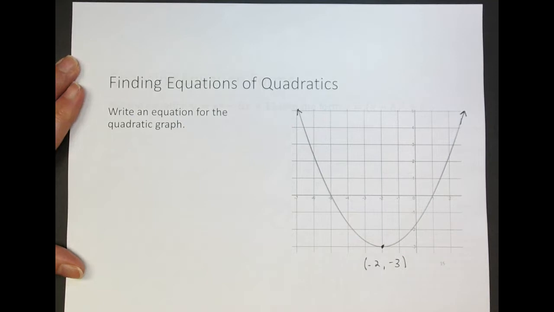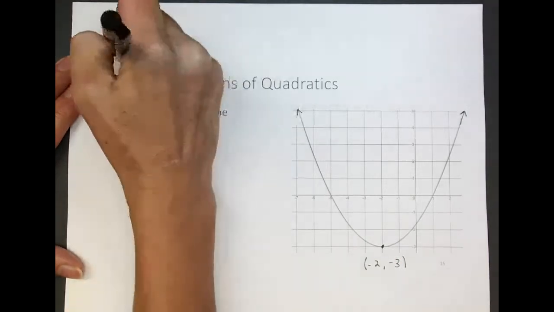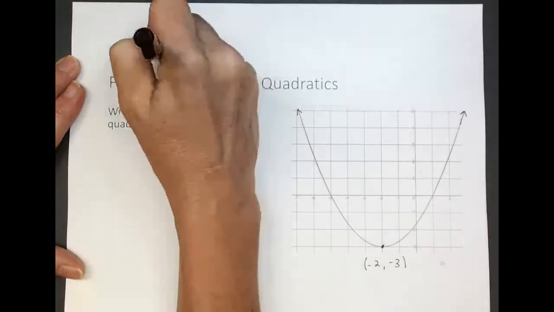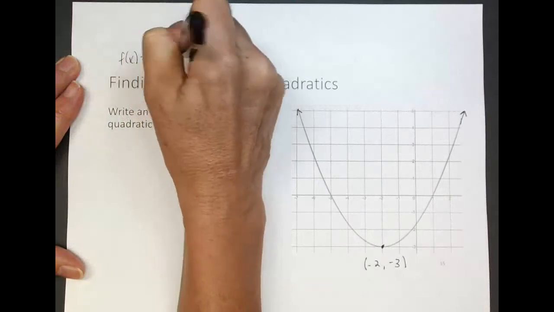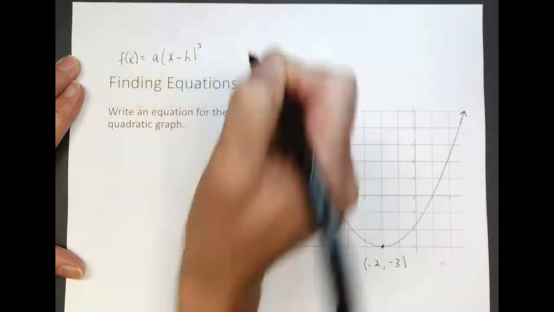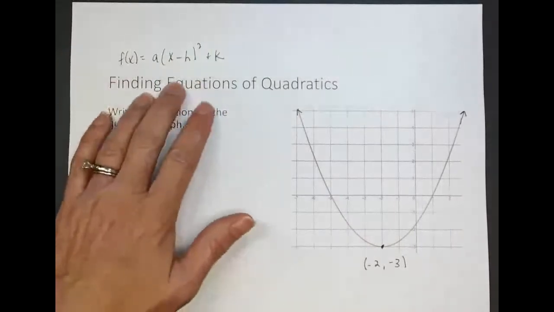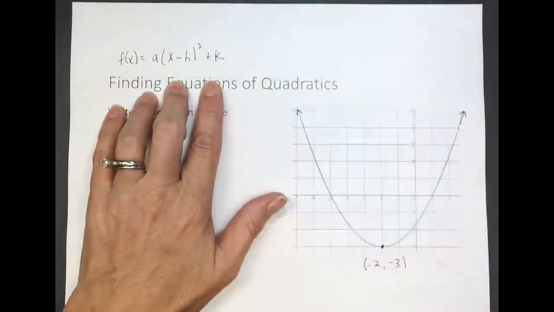Now, probably the easiest way to find this equation or this formula for this quadratic function is to use the vertex form or the transformation form, which says that the function is equal to a times x minus h squared plus k, where (h, k) is the vertex.